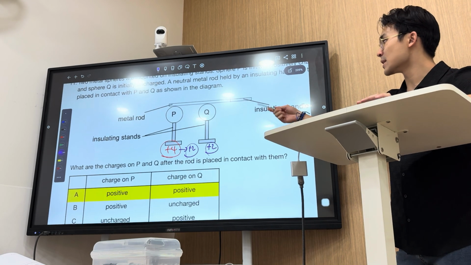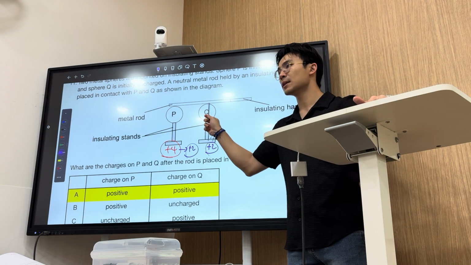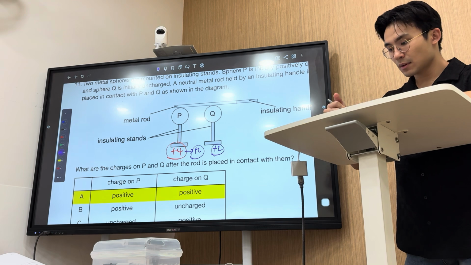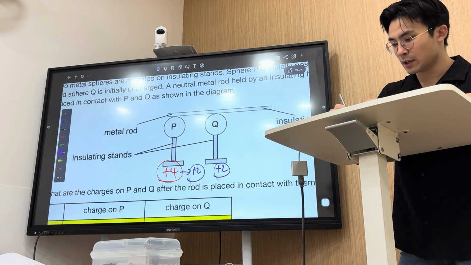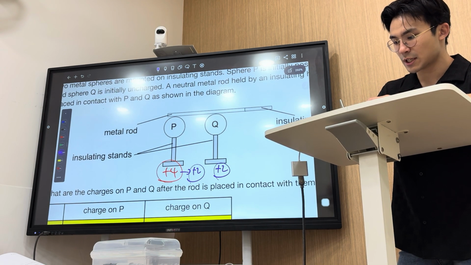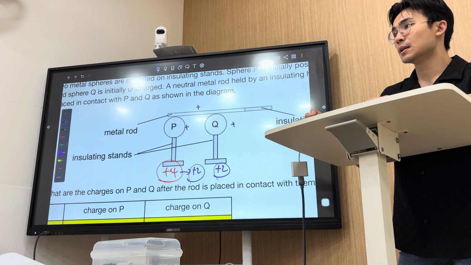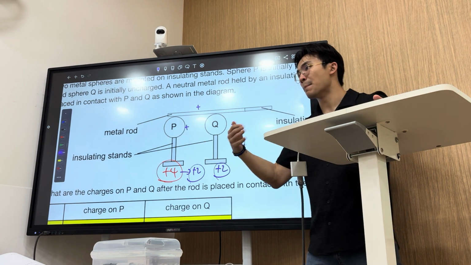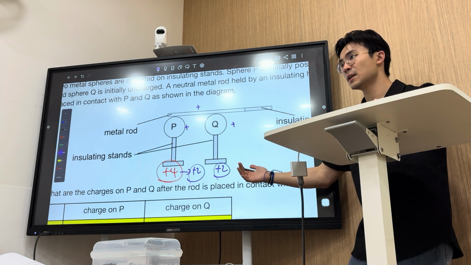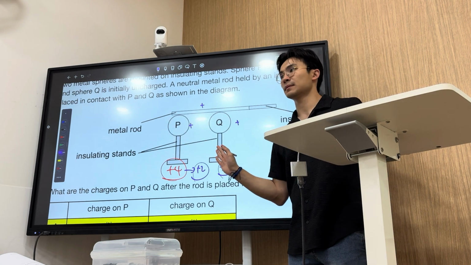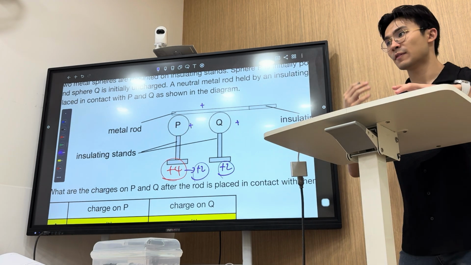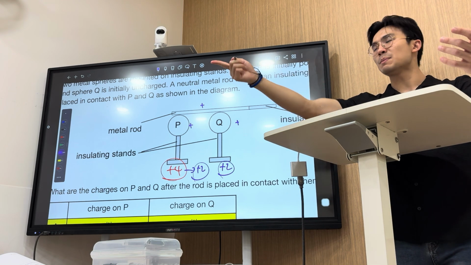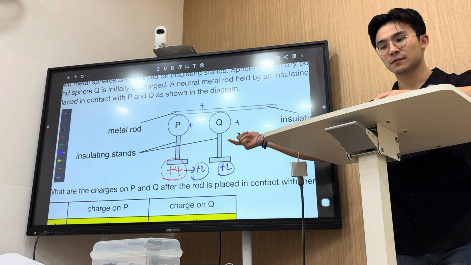Your metal rod is just the path. It is the pathway. That's fine. So in that case, all your charges will just be split. Your positive will just be split among all 3 objects now. But because from the very beginning there is an imbalance of negative and positive, overall it must still be positive. If I am touching somebody else, we will share. If that person touches somebody else, the 3 people will share, and so on and so forth.